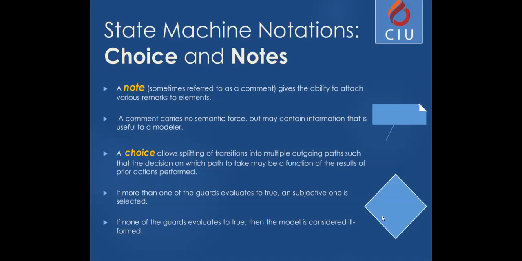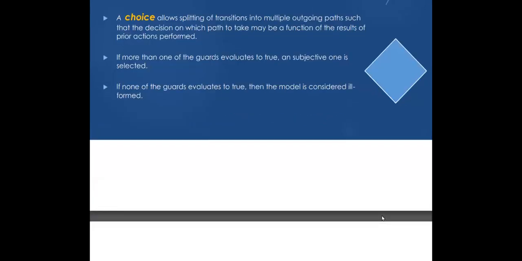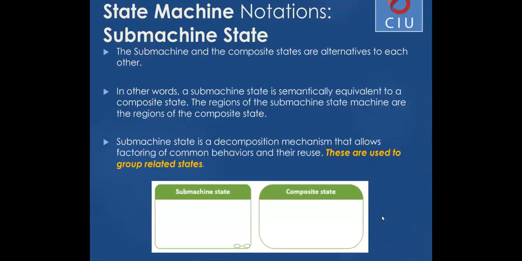There's also the submachine state in the state machine diagram. Sometimes this is referred to as a composite state as well, which is the next one. The submachine and the composite states are alternatives to each other. In other words, you can use a submachine state whenever you want to use composites. And the submachine state is the decomposition mechanism that allows factoring of common behaviors.